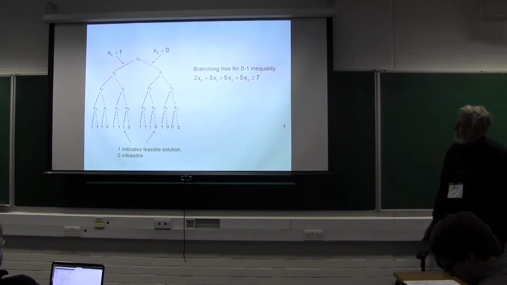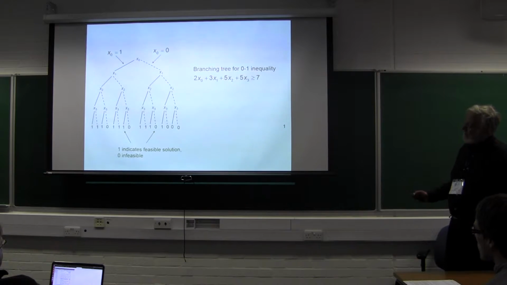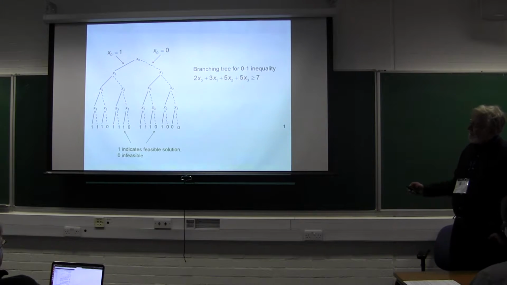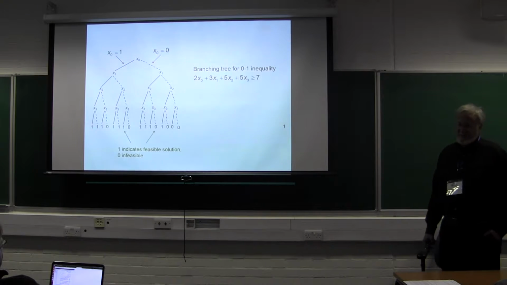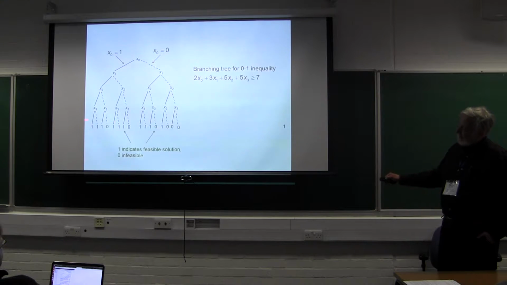And I'll show you an example. So here is a 0-1 inequality, which you can regard as representing a Boolean function. You plug in zeros or ones for the variables, and if the inequality is satisfied, the Boolean function has value 1, otherwise 0. So this is a branching tree. You follow all the branches, you can find out whether the inequality is satisfied.